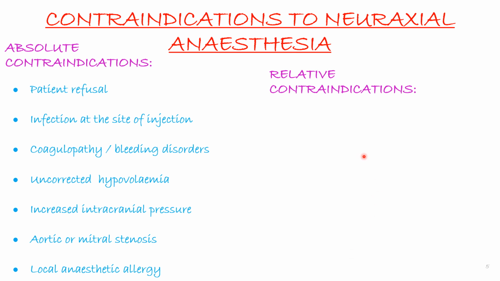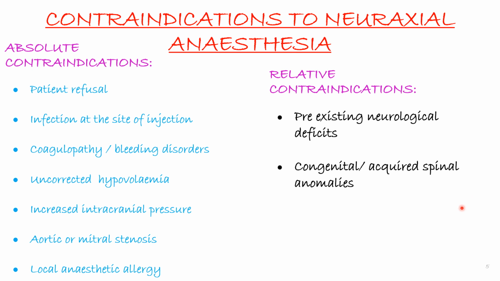So relative contraindications include pre-existing neurological deficits. When you give neuraxial anesthesia, it could exacerbate the pre-existing neurological deficits, congenital or acquired abnormalities, post-traumatic vertebral injuries, and sepsis, which will result in more complications.